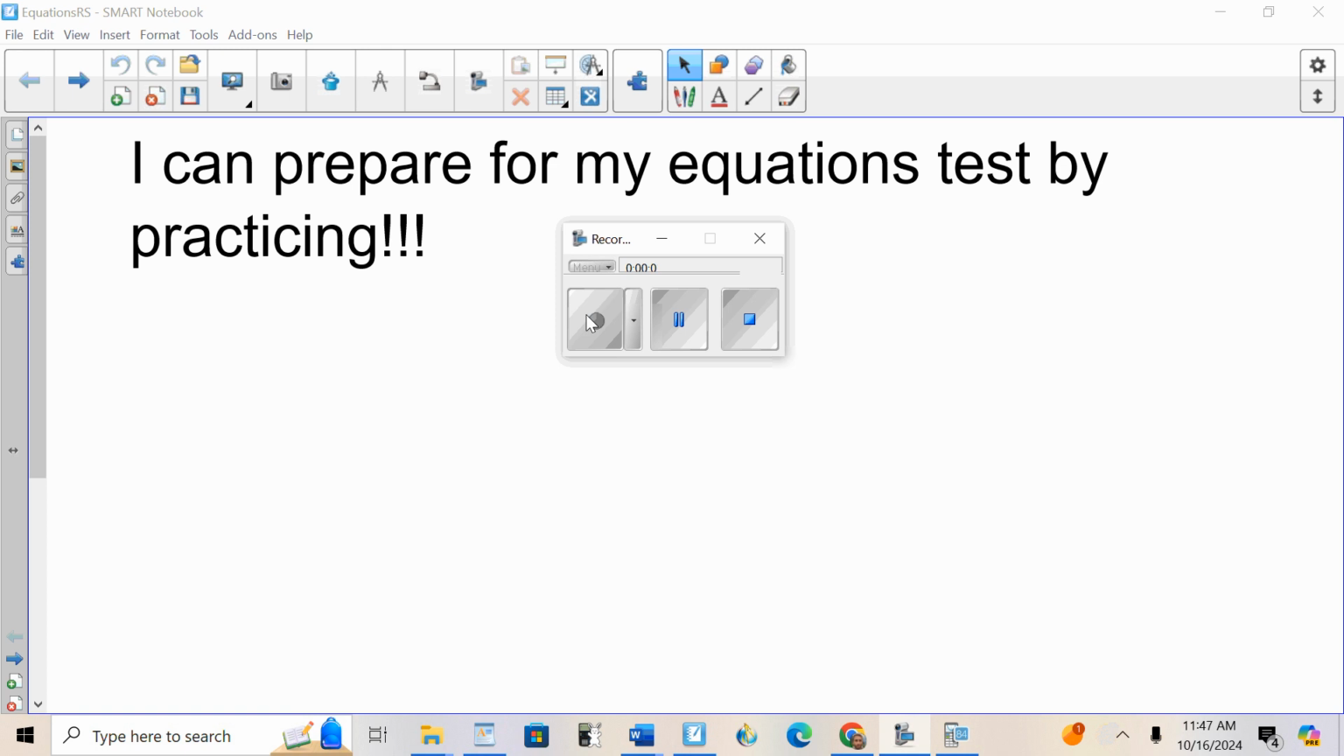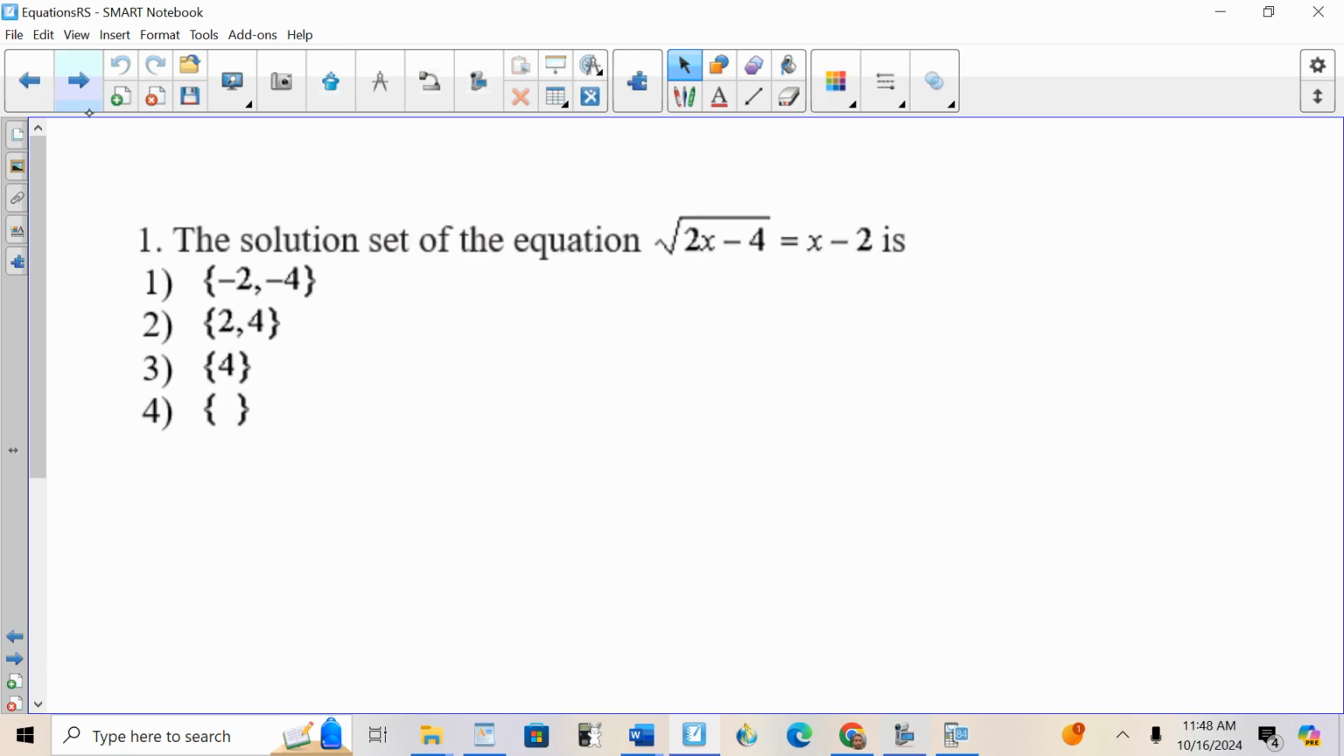Hello everybody. Today I can prepare for my equations test by practicing. Everything that's going to be in your test, you're going to see in your review sheet, so let's get to it now. So, if it's an equation and it's multiple choice, use multiple choice strategy.